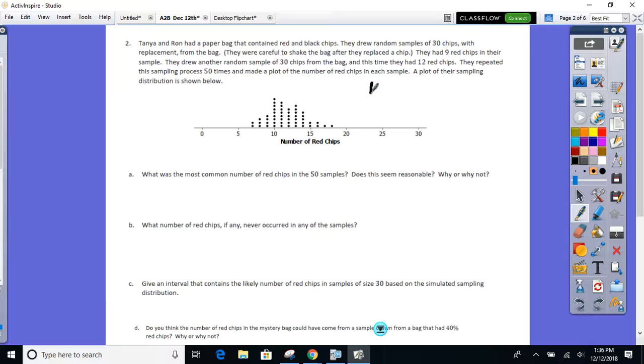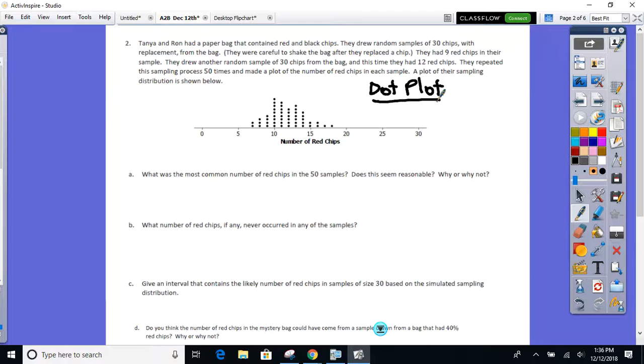This right here I want to introduce you to because you're going to be seeing a lot of it. That's called a dot plot. Okay, dot plot. So think about it this way. Whatever 15 times 30 is, that's how many chips they picked overall. So let's look at their dot plot right now and answer some questions on it.